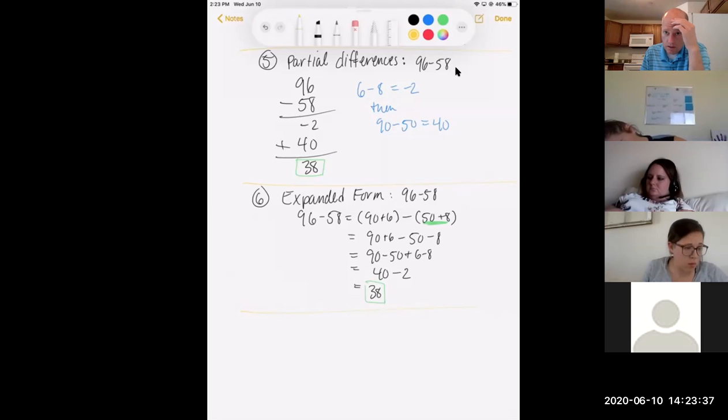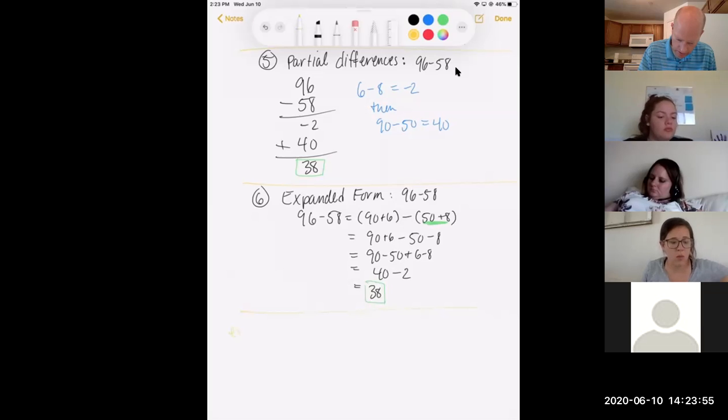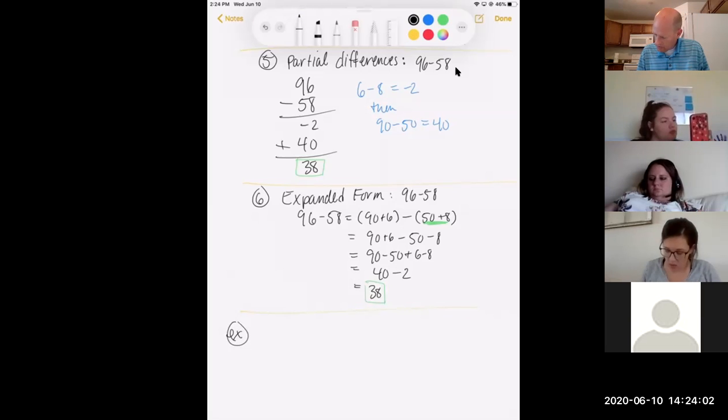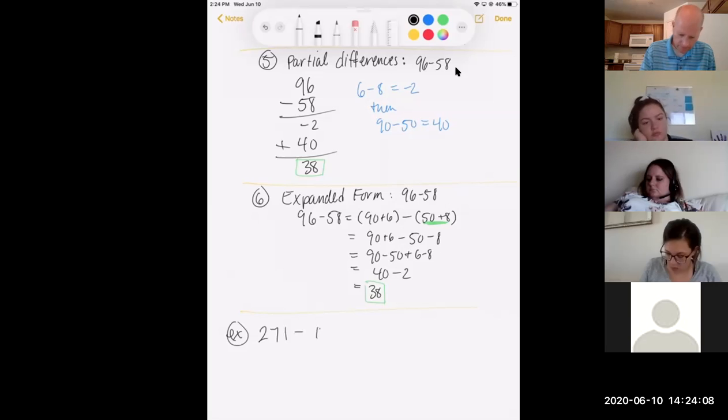Let's see, we have 2 more minutes. I'm going to do another example. I want you to choose your favorite strategy for this one and just practice it in your notebook, and we'll have a couple people share out. We don't have much time left in our lesson. Let's do thinking strategies for 271 subtract 133.